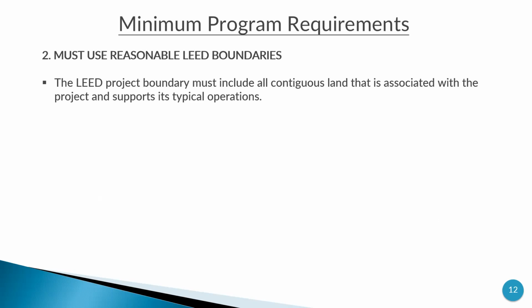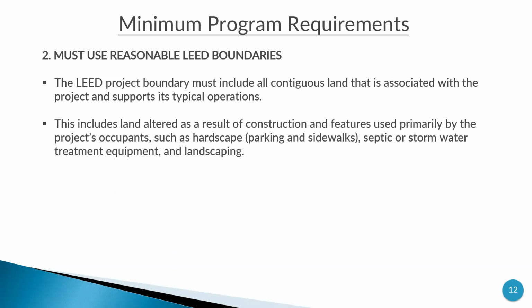Second point, must use reasonable LEED boundaries. That is, the LEED project boundary must include all contiguous land that is associated with the project and supports its typical operations. What it includes is land that is altered as a result of construction, and features used primarily by the project's occupants, such as landscape, parking, sidewalks, septic tanks, stormwater treatment equipment, and landscaping.